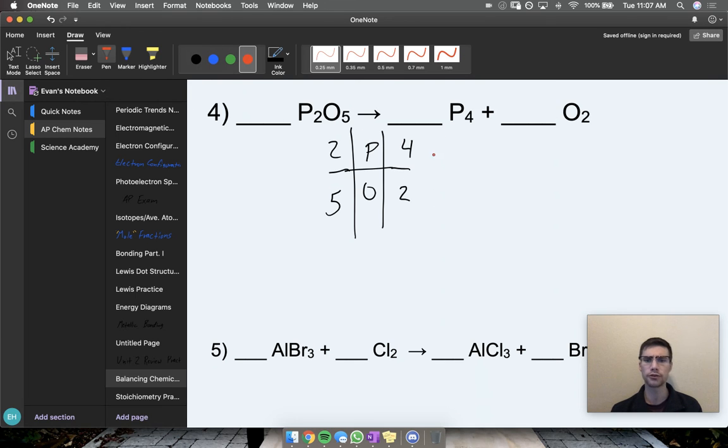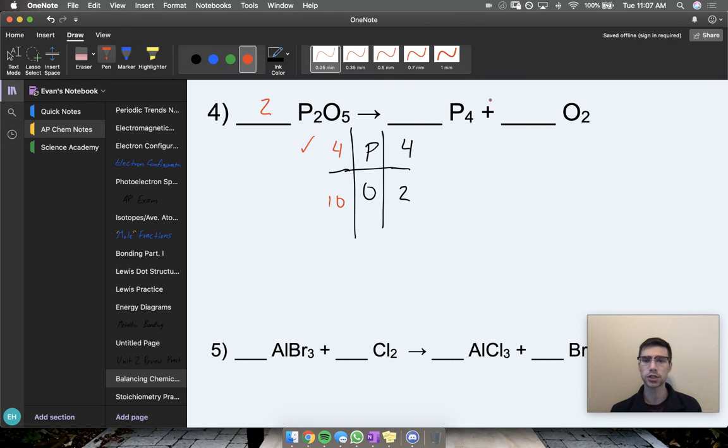So for changing our coefficients here, I'm probably going to want to balance my phosphorus first just because that jumps out at me. So I'm going to put a 2 in front of our only reactant, and that will change both of our reactant atoms. So that gives us 2 times 2, which is 4 phosphorus atoms, which is good. This is now balanced, and it gives us 2 times 5, which is 10 oxygen atoms. So that's good for phosphorus. I'm going to leave this coefficient blank here until we're finally done.